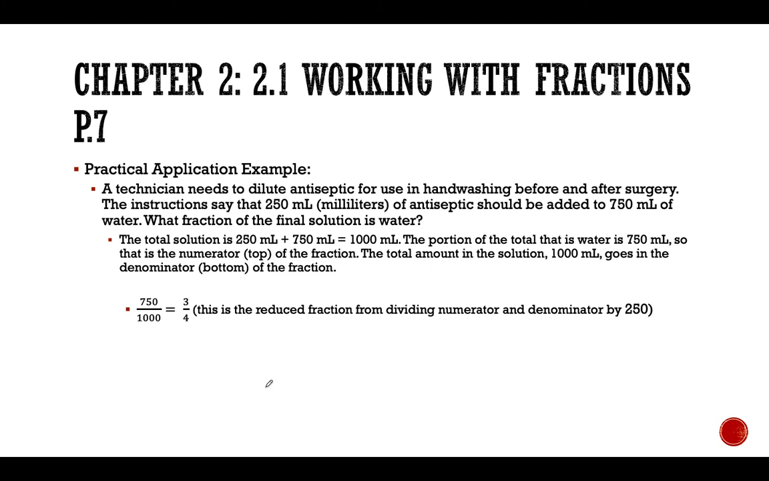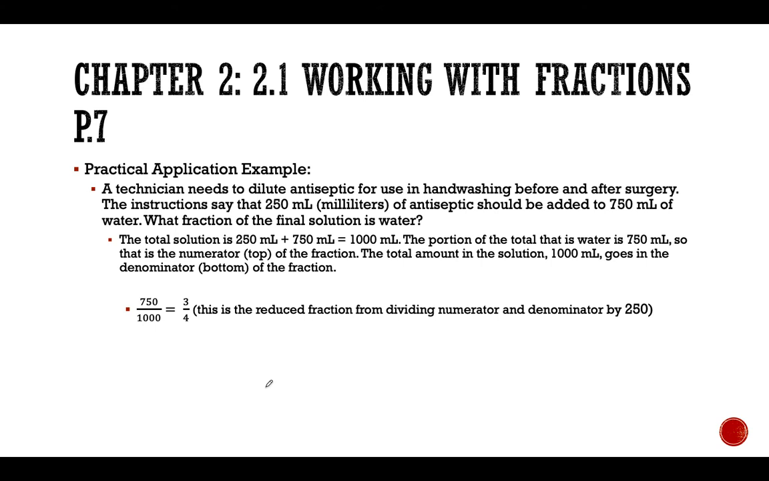Here's a practical example. A technician needs to dilute antiseptic for use in hand washing before and after surgery. The instructions say that 250 milliliters of antiseptic should be added to 750 milliliters of water. What fraction of the final solution is water? We know the total solution is 250 milliliters plus 750 milliliters, and that equals 1,000 milliliters. The portion of the total that is water is 750 milliliters. So that'll be the numerator, or the top of the fraction. The total amount in the solution, 1,000 milliliters, goes in the denominator, or bottom of the fraction.